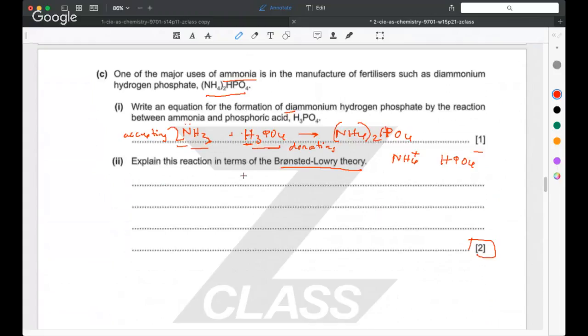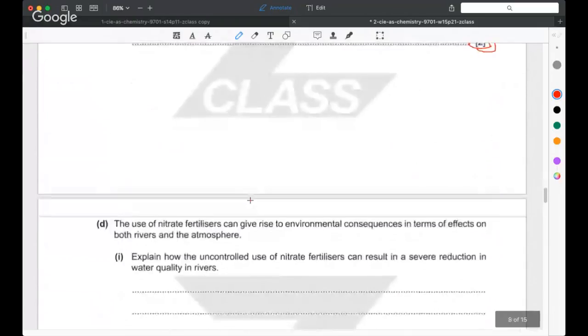So you'd say, in terms of Bronsted and Lowry theory, phosphoric acid was the proton donor. Proton is just the hydrogen ion. And the ammonia was the proton acceptor. There's 2 marks there, so the examiner is looking for you to talk both about proton donor, the acid, and the proton acceptor. The ammonia is a base, isn't it? A Bronsted and Lowry base. Good. Are we done? Yep, good.